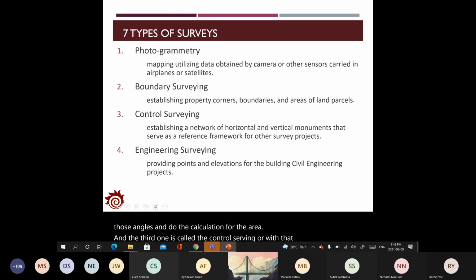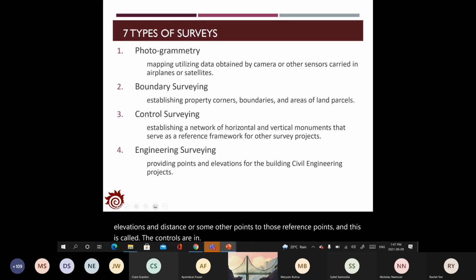With that one, we will first identify some reference points, and then use these points to establish the network of horizontal and vertical monuments, which will have the true value of the location and also their elevations. And then we will try to find out the measurement, identify location and elevations and distance of some other points to those reference points. And this is called control surveying.